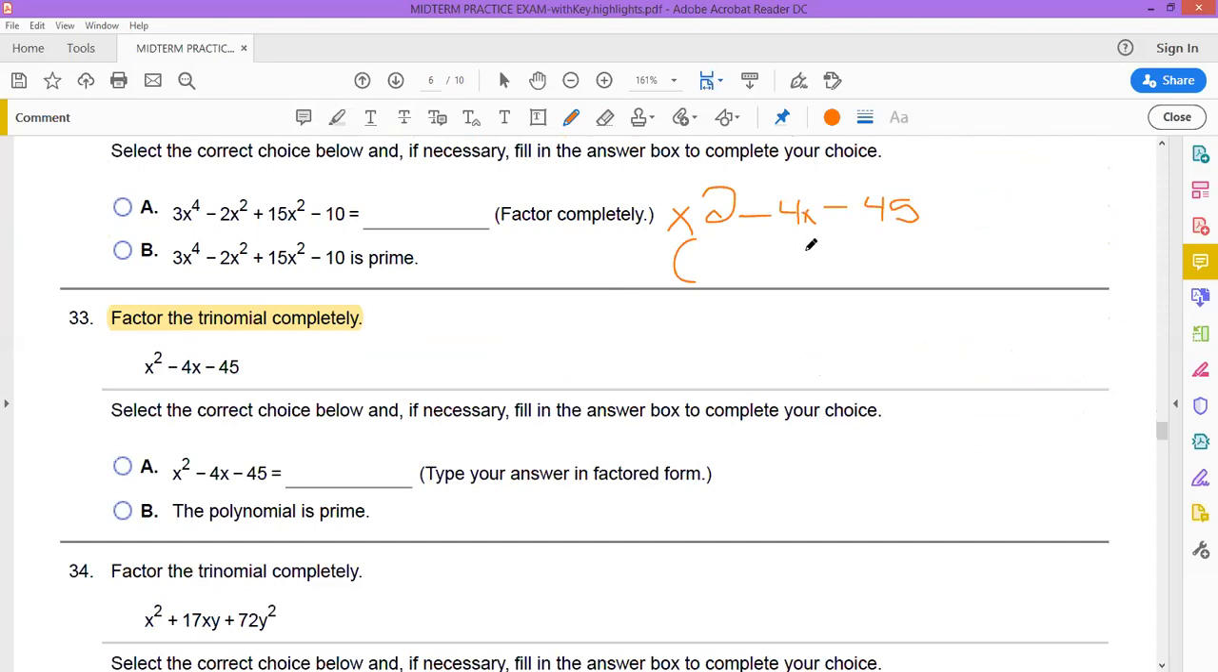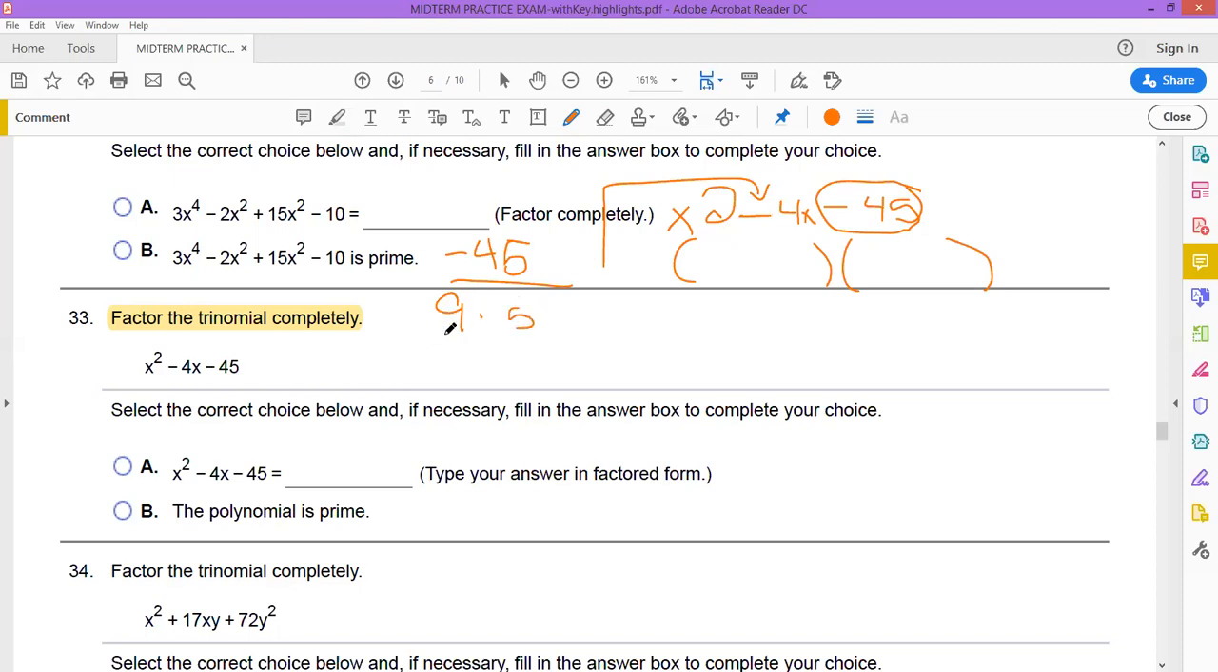Now we're factoring, but we need to figure out the right combination. So we're trying to find two numbers that multiply together to give us negative 45, but when we add them, we get negative 4. So factors of negative 45 will be 9 and 5, 45 and 1.